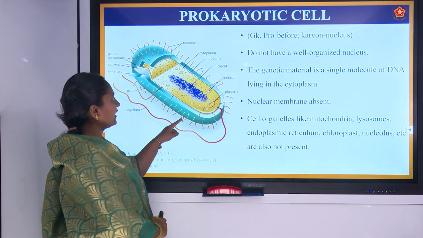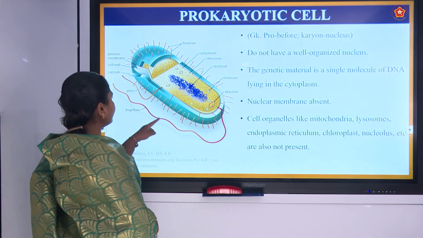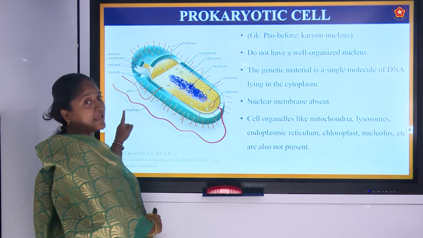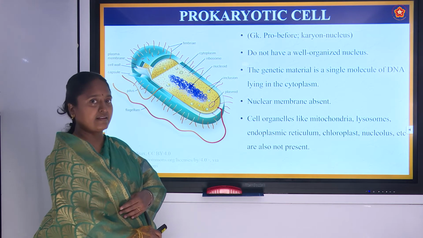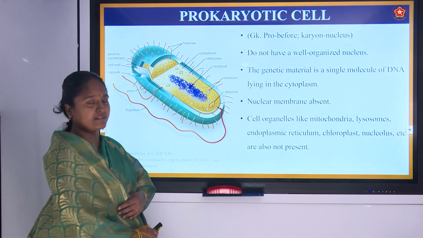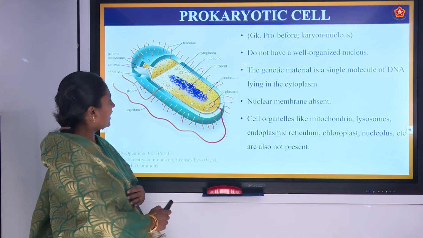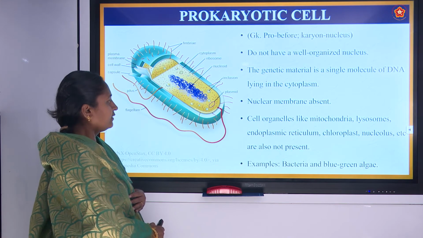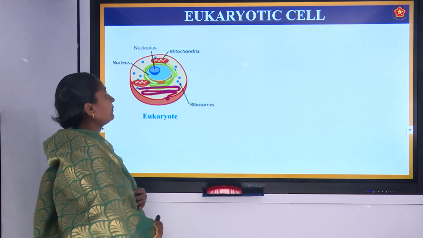Outside the cell you can see tiny hair like structures, right. These are known as fimbriae, and then a very long tuft which is present as flagella. These are the various things we can see outside the cell. This is how a prokaryotic cell is organized. Here we are considering bacteria as an example. Bacteria and blue-green algae belong to this category.